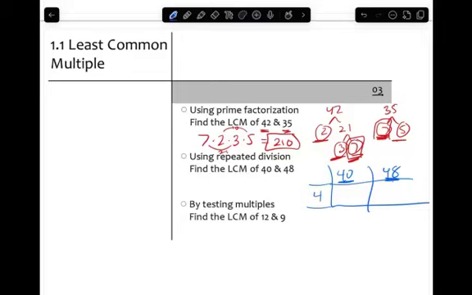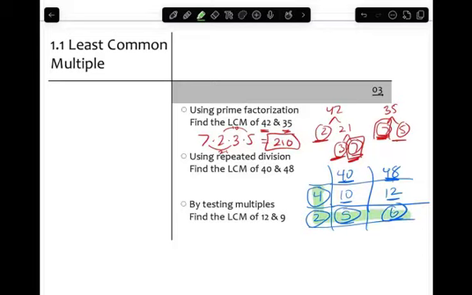So between 40 and 48, you might see that 4 is a common factor. 4 divided out of 40 leaves a 10. 4 divided out of 48 leaves a 12. And then you check these numbers again. Are there still any common factors? Yes, there's a common factor of 2. When you take a 2 out of 10, that leaves 5. Take a 2 out of 12, that leaves 6. There's no common factors between 5 and 6, and so these are your factors of the least common multiple.